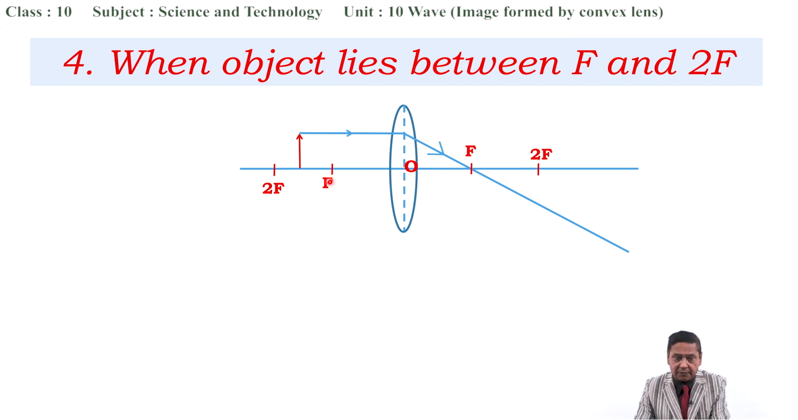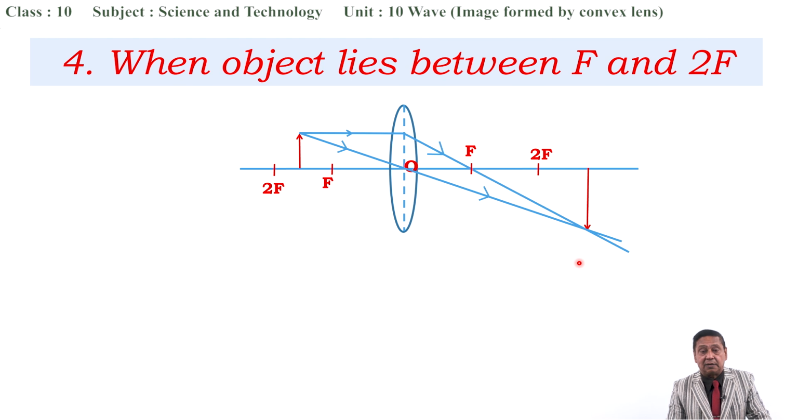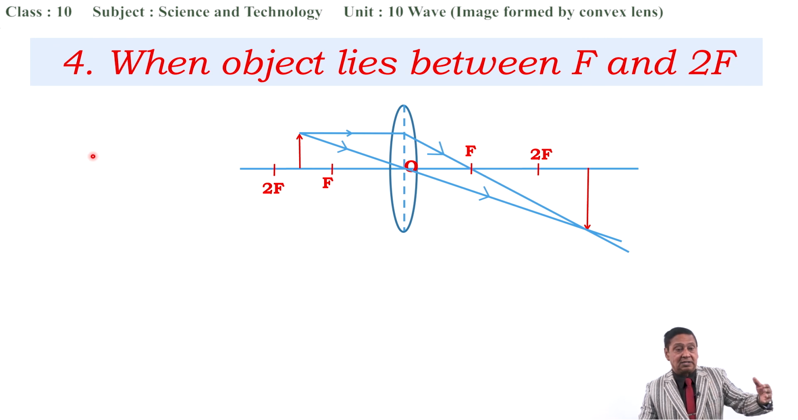I am taking another ray of light from the head, and if it passes through the optical center, then they appear to be intersected at this place. They intersect at this place, and since they are intersected at this place, image forms at this place, and image is thus magnified. It is bigger than the object. For the first time we are getting magnified image. In previous case it was not magnified. In case of 2f it was equal, but beyond 2f, if object is at infinity or beyond 2f, it was smaller than the object. Now we got magnified image.